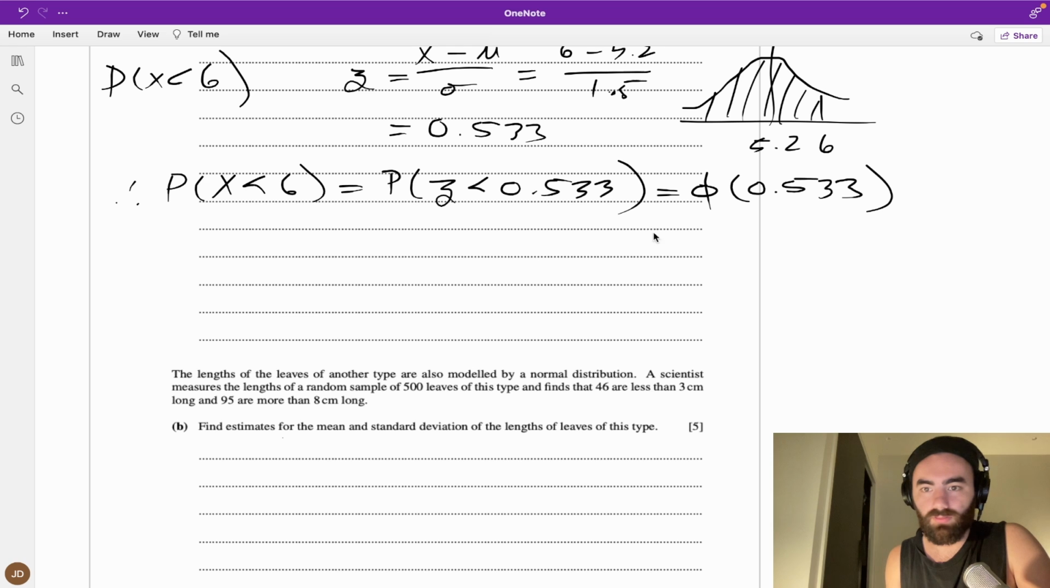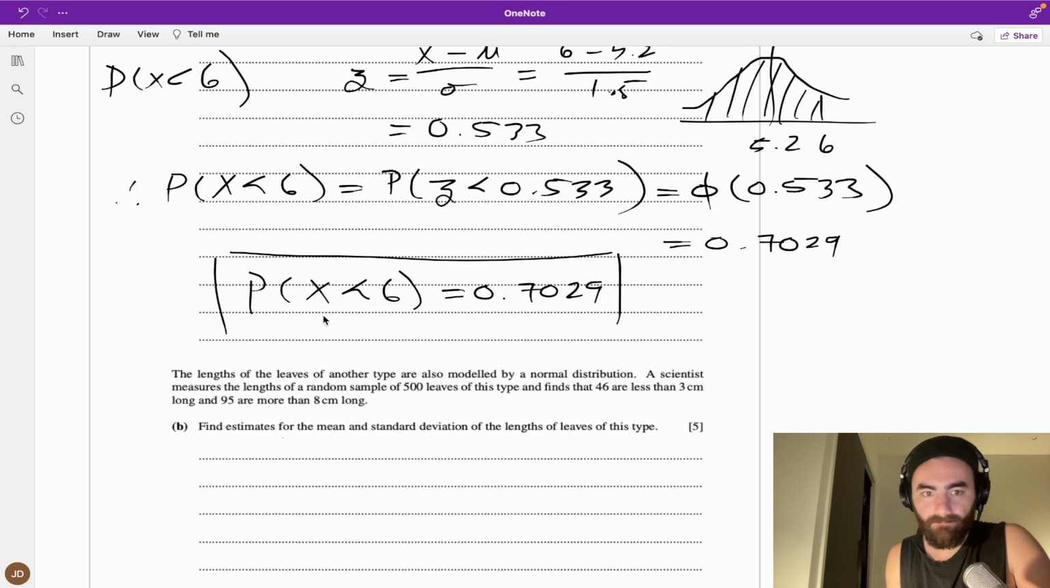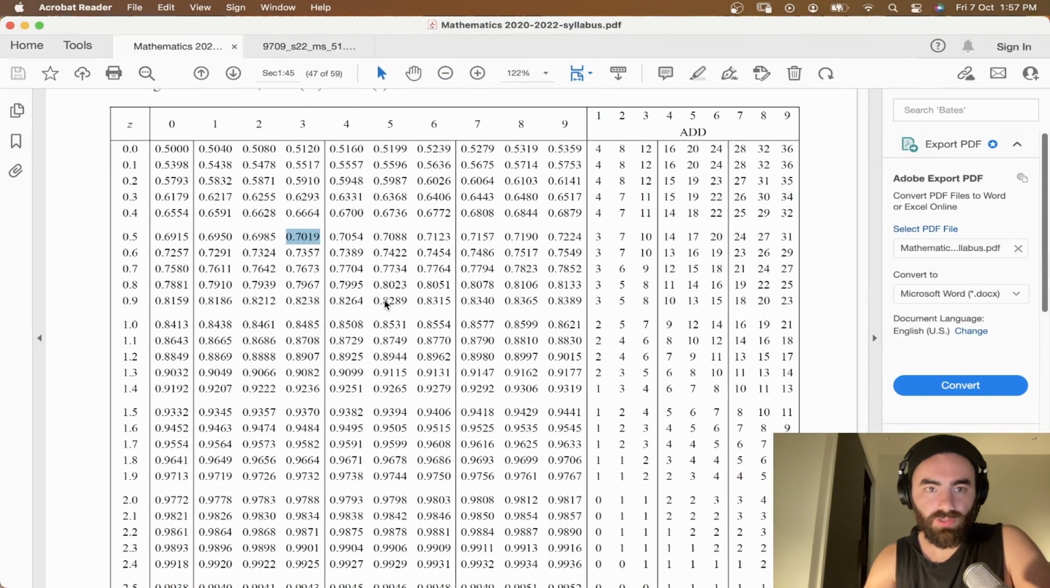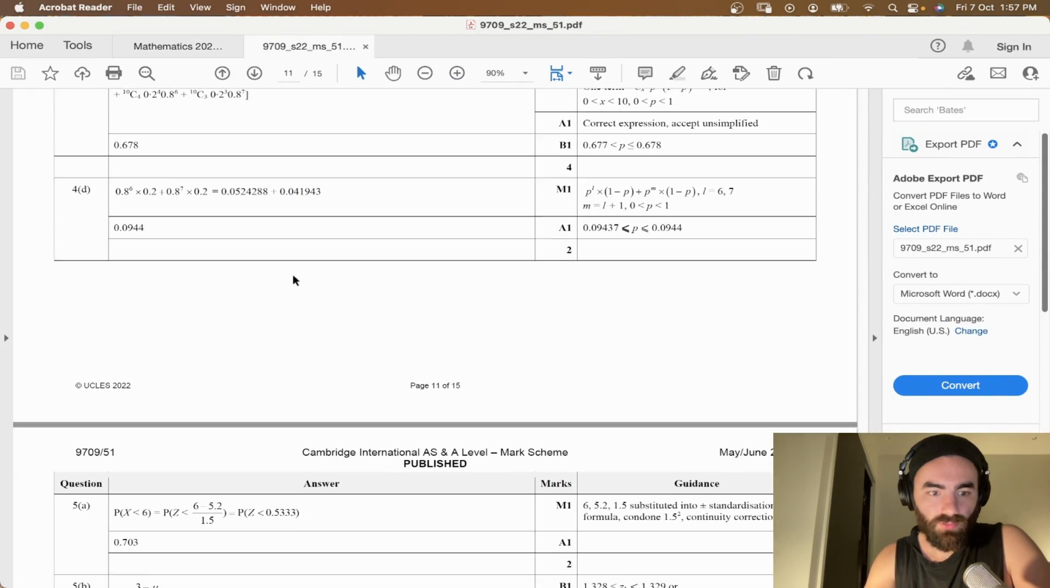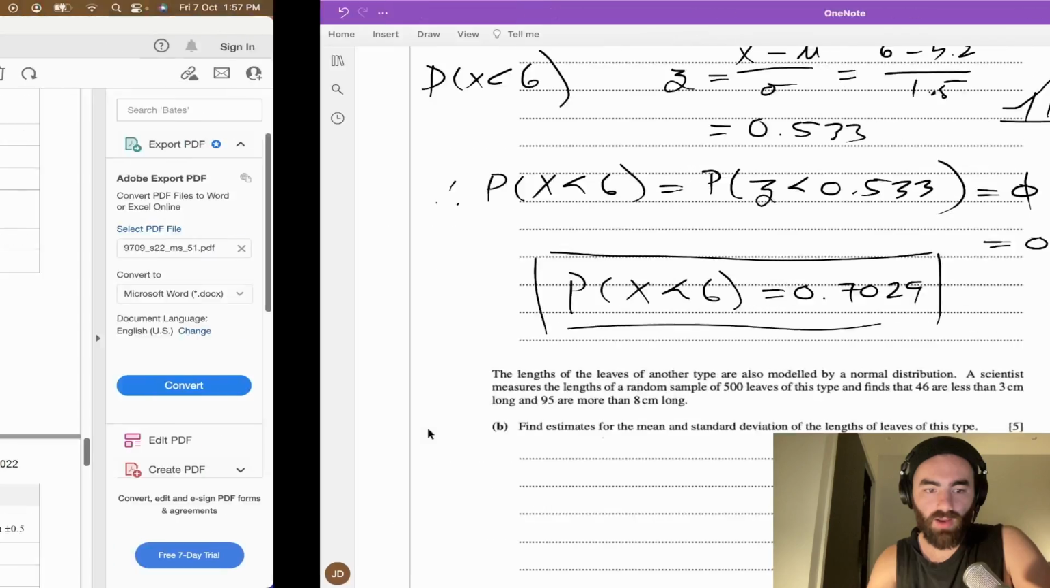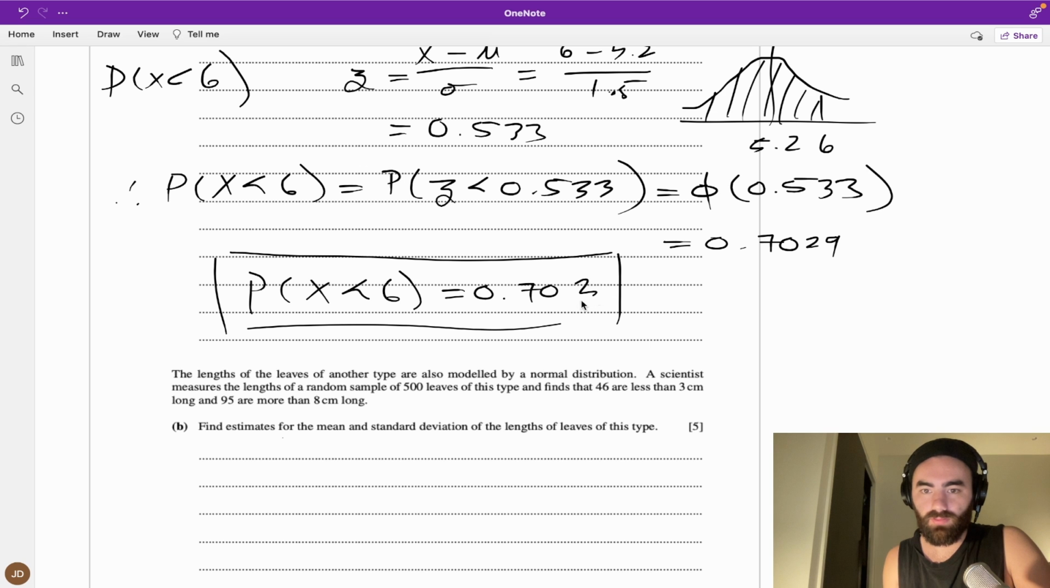So it's equal to 0.7029. So the probability that x6 is equal to 0.7029. Okay, let's check these. 0.703, so they round. Okay, I guess you have to round.